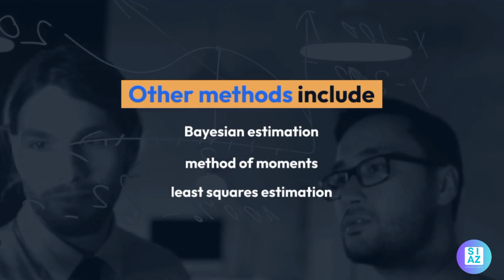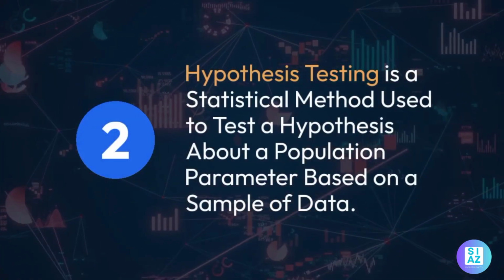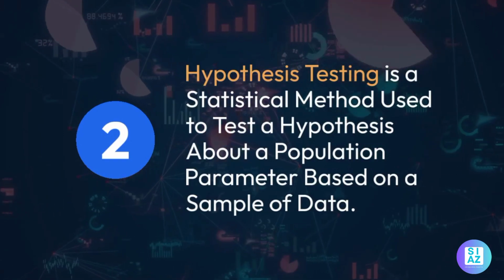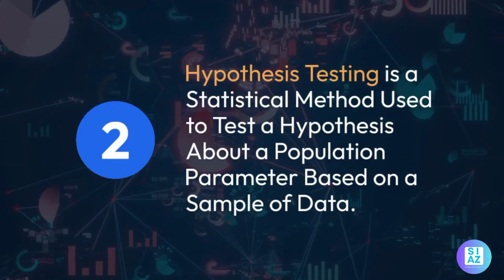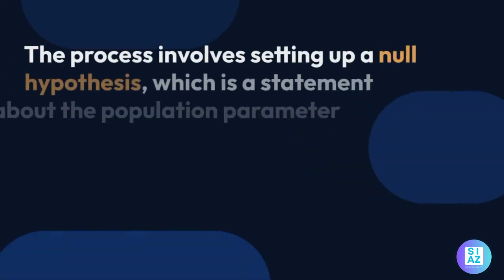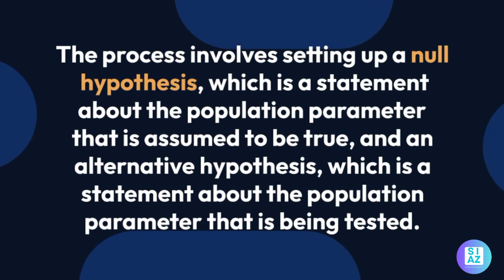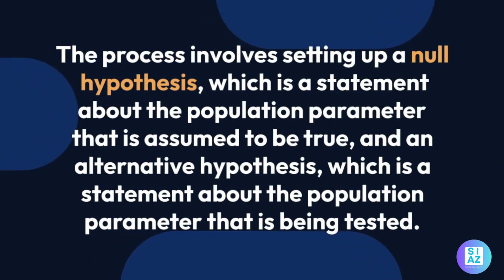2. Hypothesis testing is a statistical method used to test a hypothesis about a population parameter based on a sample of data. The process involves setting up a null hypothesis, which is a statement about the population parameter that is assumed to be true, and an alternative hypothesis, which is a statement about the population parameter that is being tested.